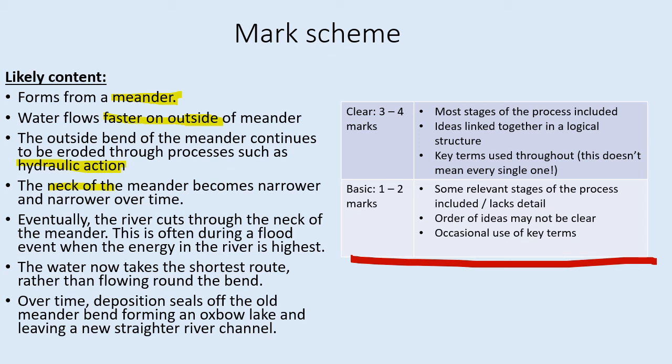Then you'd be talking about the neck being cut through, and often that happens during a flood, but you've got that catastrophic moment where the water suddenly is going in a completely different way. Remember, the river is a bit like a teenager, so it'll take the shortest route, and you then have deposition that seals off the old meander to form the oxbow lake. So that's what we're after. If you don't think you've got all those details, use a bit of red pen and have a go.